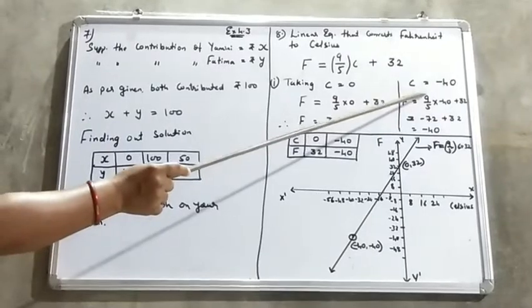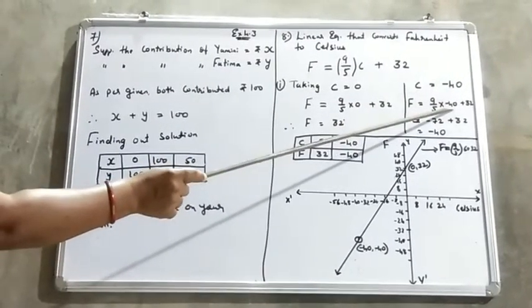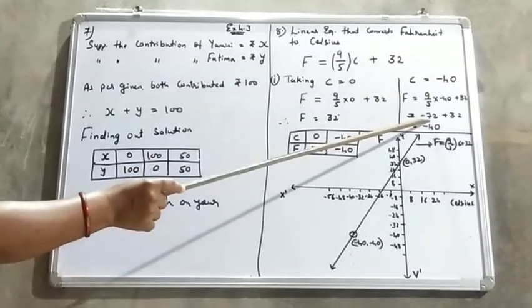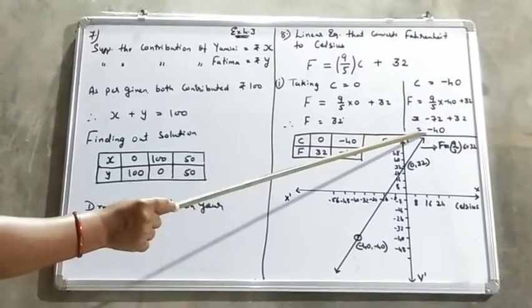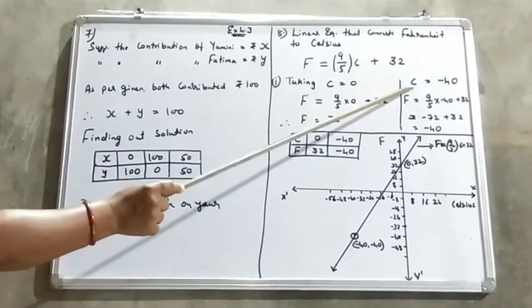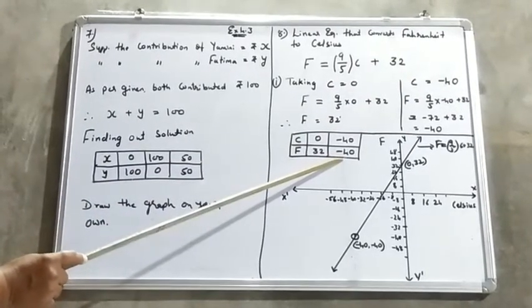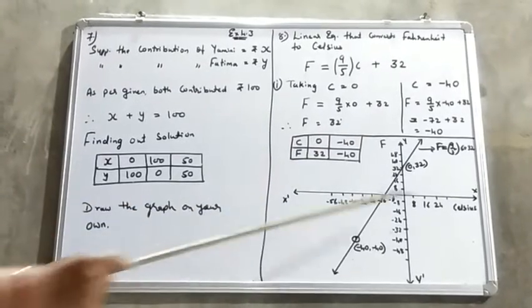Fahrenheit equals 9 upon 5 into minus 40 plus 32. 5 will go into minus 40 as minus 8. 9 into minus 8 will give you minus 72. Minus 72 plus 32 will give you minus 40. So when Celsius is minus 40, Fahrenheit also comes out to be minus 40.